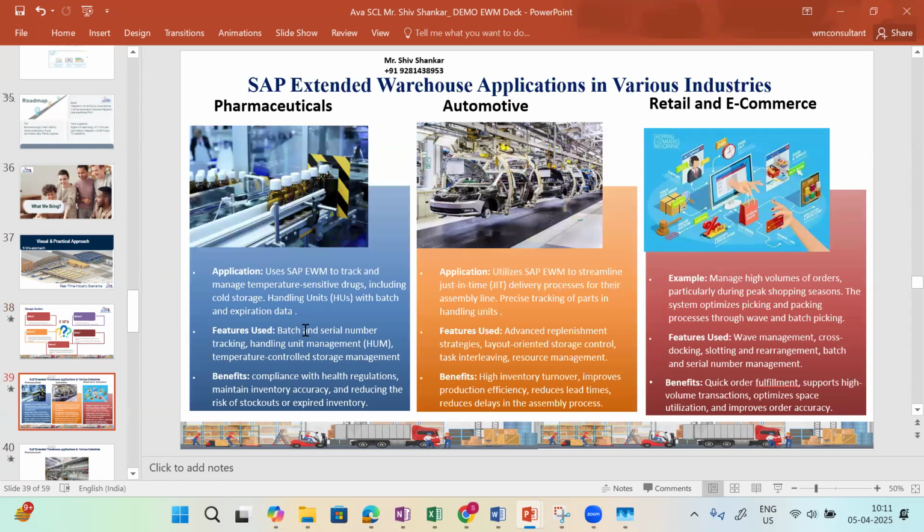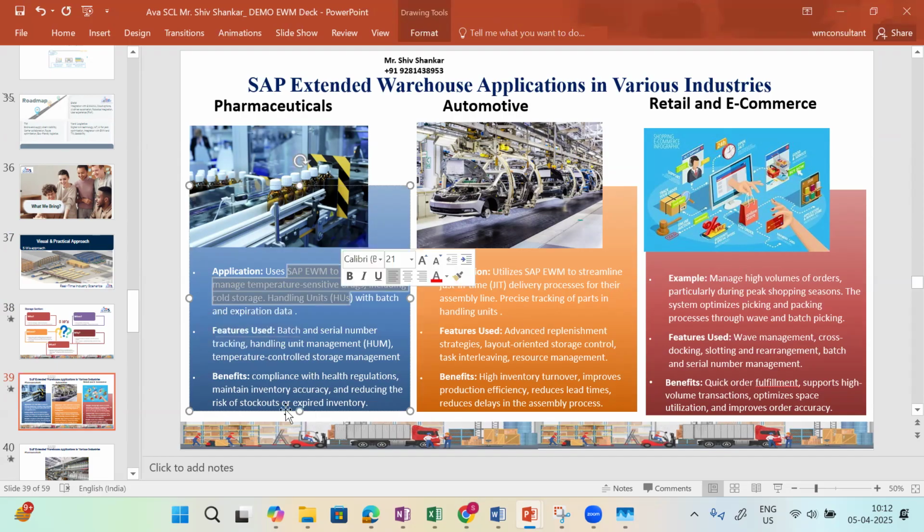Similarly, we consider the industries. Suppose the pharmaceutical industry, like Novartis or Pfizer: how are handling units used in it? By using SAP EWM handling unit management, industries like Novartis, MSD or Pfizer will have compliance with health regulations, maintain inventory accuracy, and reduce risk.